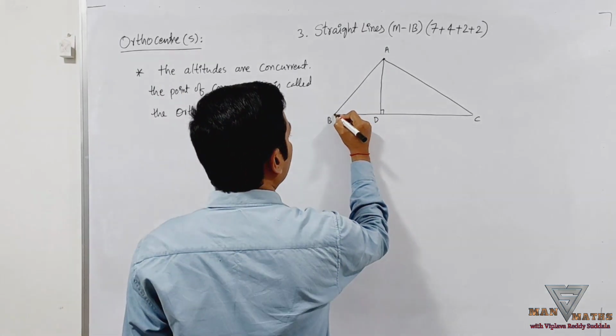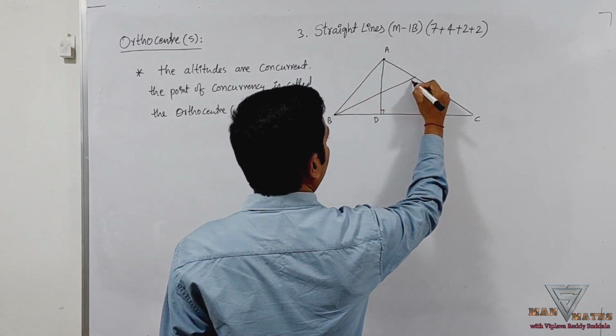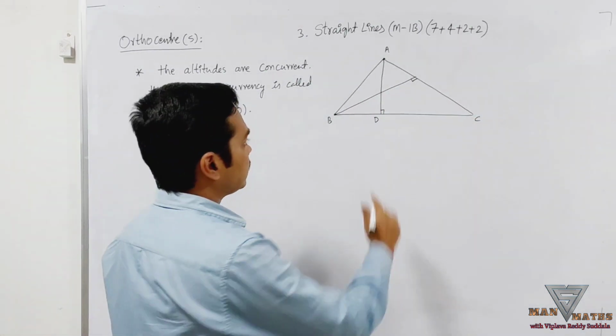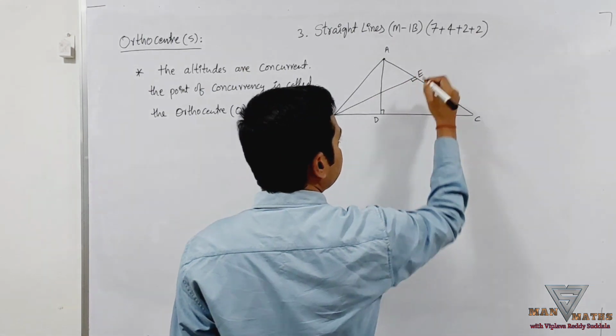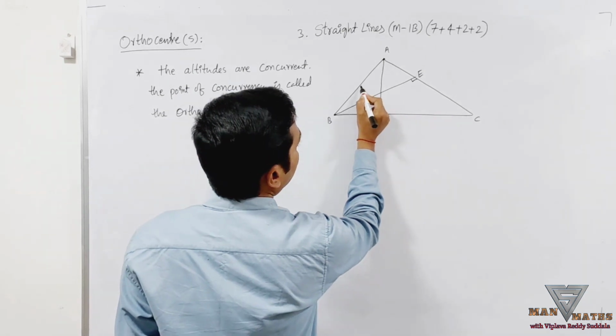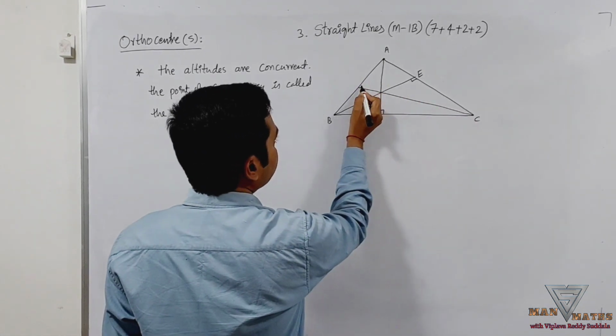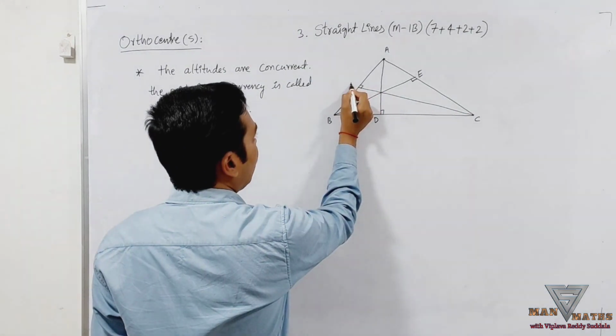Similarly, draw one perpendicular line from vertex B to its opposite side AC. This BE is called the second altitude, or the altitude passing through B. Similarly, draw one perpendicular line from vertex C to its opposite side. This is the third altitude.